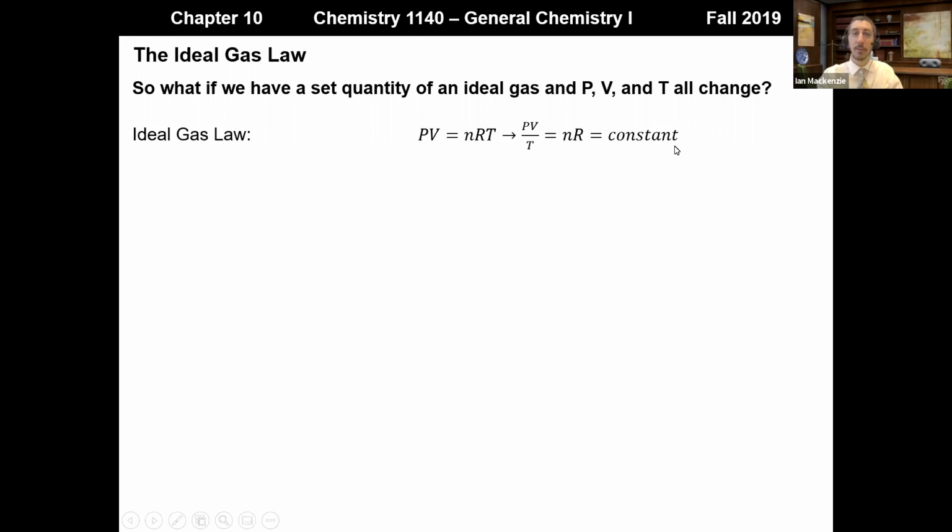And so what we can write from this is something known as the combined gas law, which is just that pressure under one set of conditions times volume under one set of conditions over temperature under one set of conditions is equal to P2 V2 over T2. And this is extremely useful for a case where the amount of gas is not changing, but the other variables are. So let's go through a quick example of this.